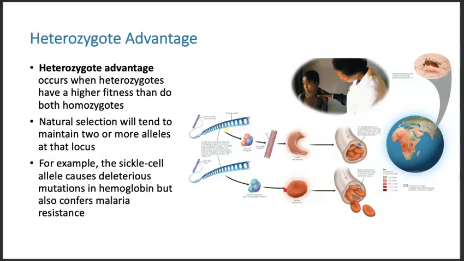However, if you're heterozygous, if you can make both kinds of hemoglobin, then it turns out that the malaria doesn't live inside of you. It can't live inside of you. And so you're immune to malaria, and you don't have the sickle cell disease because you have both types of hemoglobin. So there's a heterozygote advantage. It's better to be heterozygous for sickle cell if you live in regions where malaria is common.